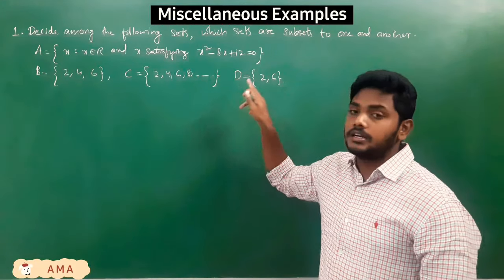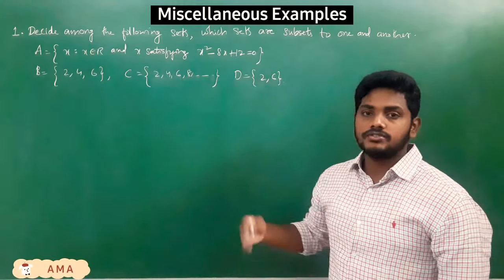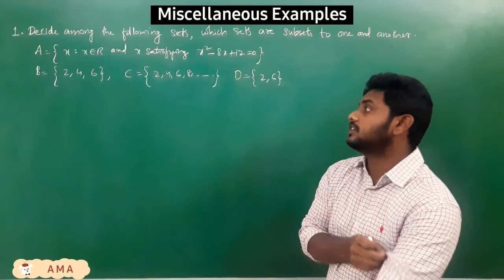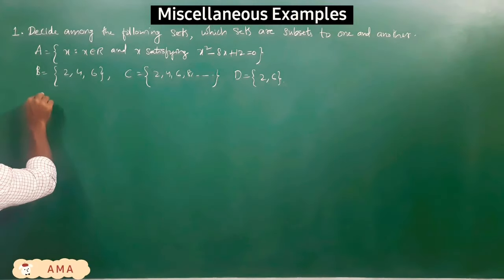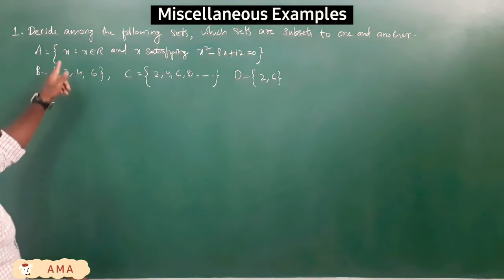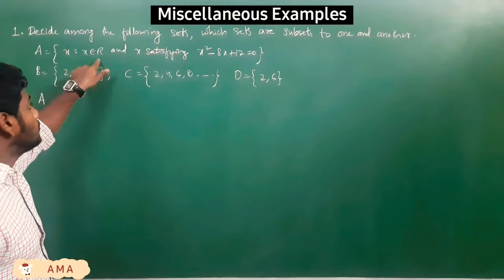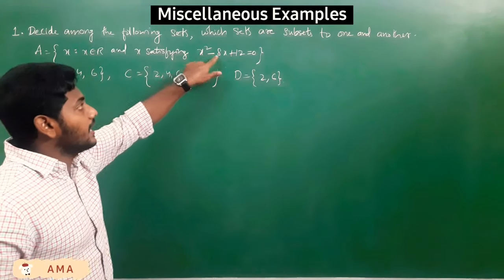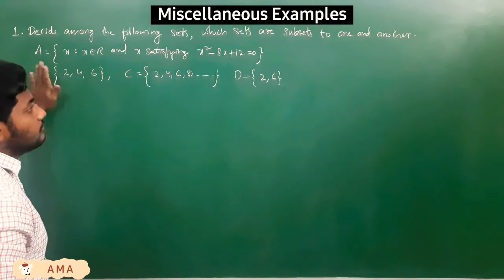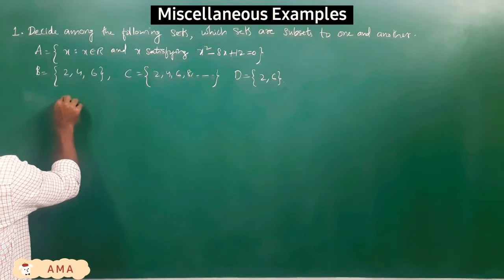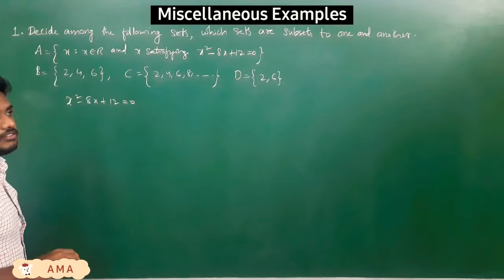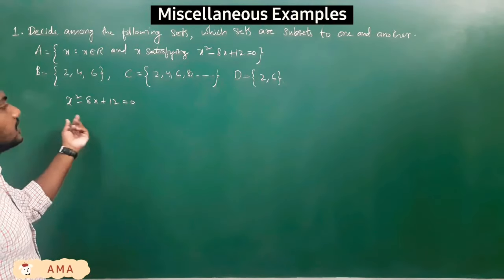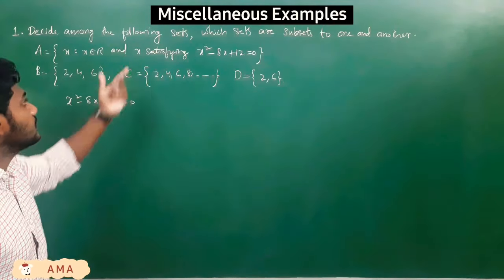B, C, D are in roster form. A is in set builder form. So that set builder form also we will convert into roster form for easy solving. So set A is equal to what they have given? For all x such that x belongs to R and x satisfies x square minus 8x plus 12 equal to 0. This is a quadratic equation. From that we will get two roots, nothing but two x values. That is the given set.